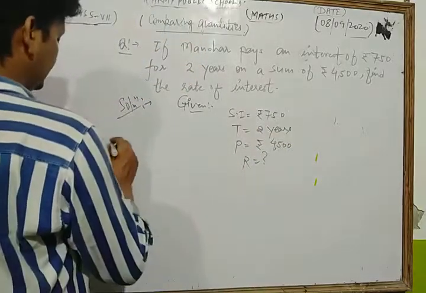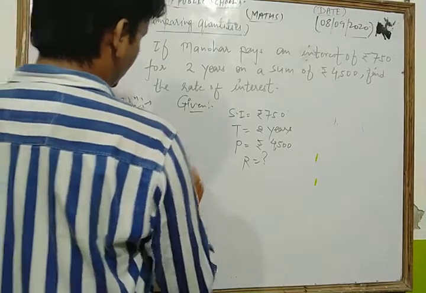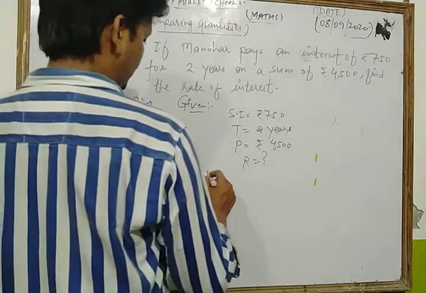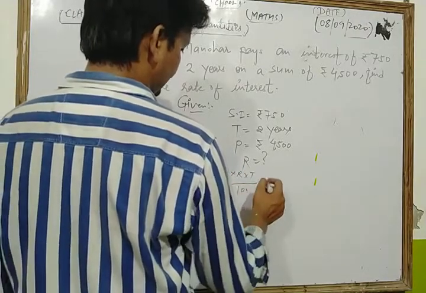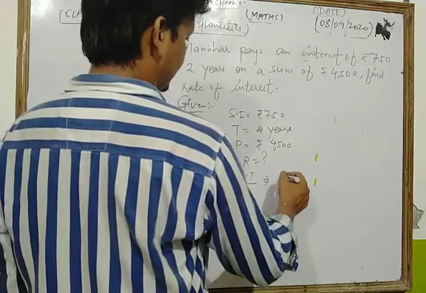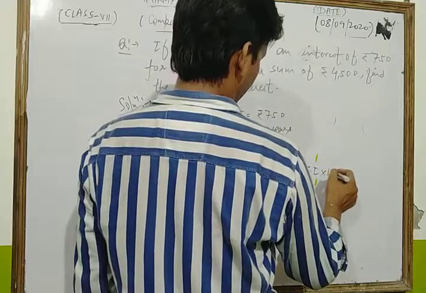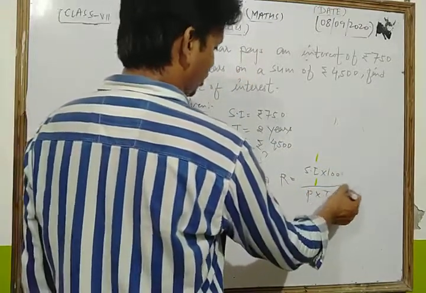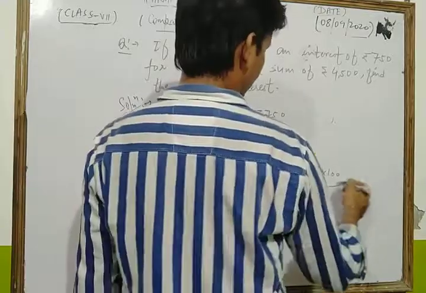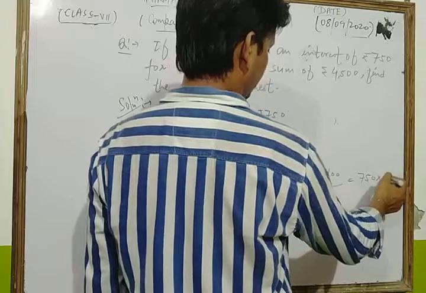Since we know that simple interest is equal to P into R into T by 100, we write the rate R is equal to simple interest into 100 upon principal into time. Now we put the values. The value of simple interest is 750, put in this way, write 100.